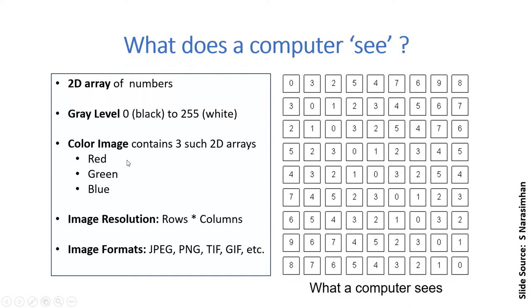A color image, on the other hand, contains three such 2D arrays. Now there are different color spaces. One of them is RGB, red, green, and blue. And then there are several others like HSV, LAB, and so on. The resolution of an image is given by the number of rows cross columns. For example, we say this image is of 360 cross 420 and so on. Now, there are different image formats that you see on your phone or on your computer, a JPEG, a PNG, a TIFF, a GIF, etc. And several such images in sequence, when they are clubbed together, form a video.